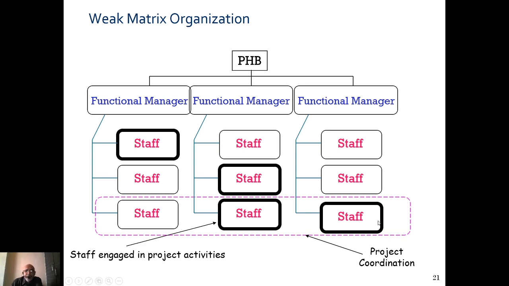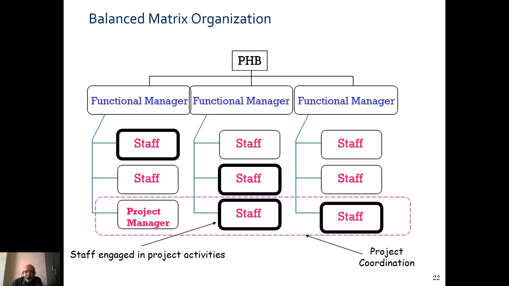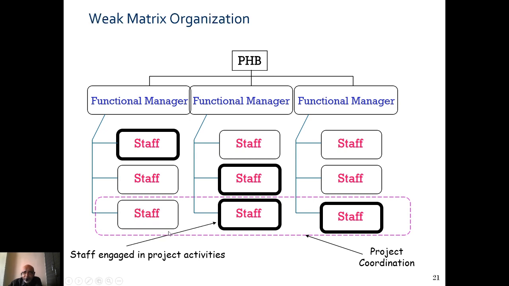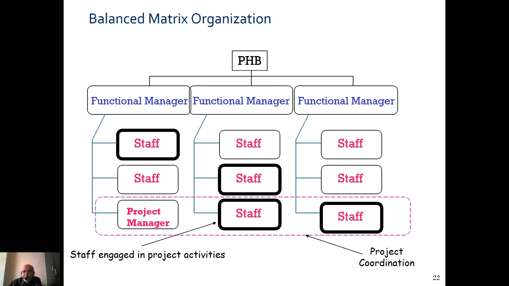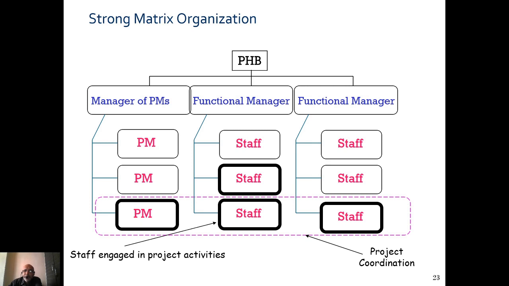And now in the balanced matrix, you have a project manager. What has changed between the previous one and this one? The previous one, that is weak matrix, shows that the staff are coordinating. You have functional managers. And here, even though you have functional managers, you have a project manager now, isn't it? That is the balanced matrix.